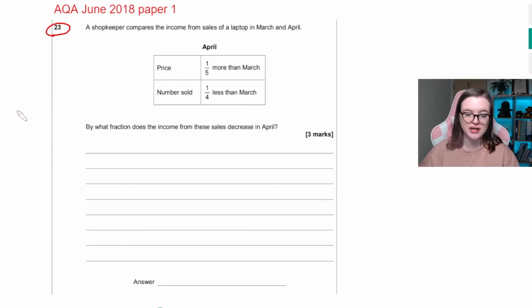So if you're finding it tricky, don't worry. It's meant to be tricky, right? It's end of the higher paper. It's not meant to be a walk in the park. It's meant to be quite tough. Pause it, have a go, see how you get on. But yeah, we'll go through in a second.